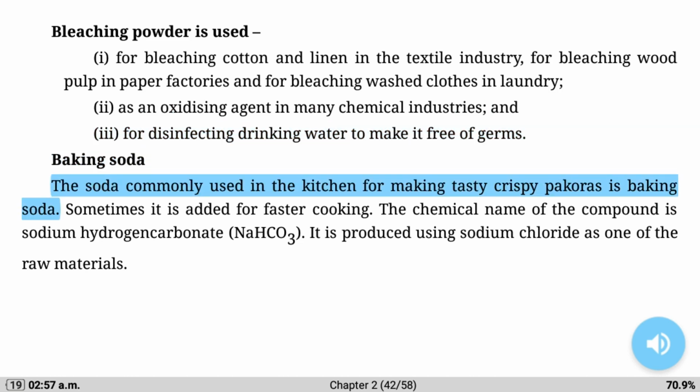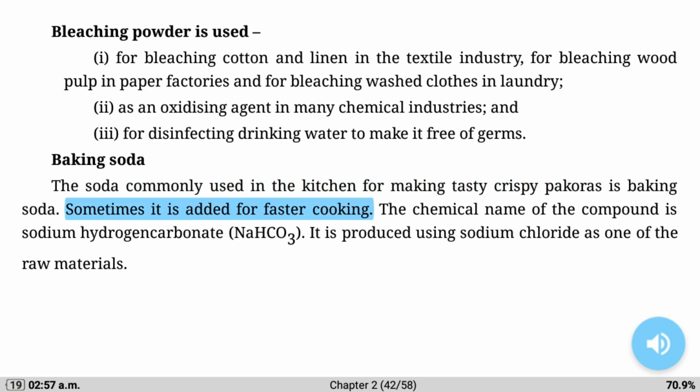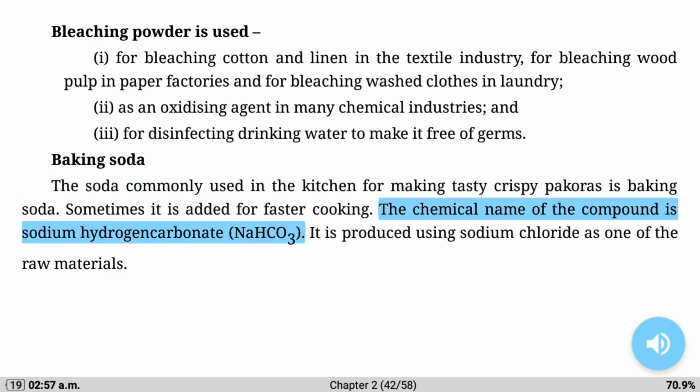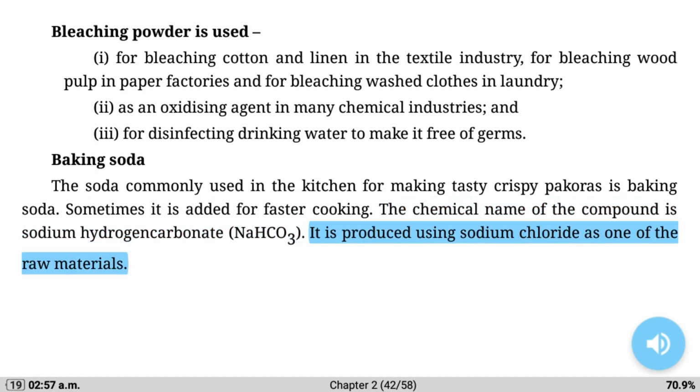Baking soda. The soda commonly used in the kitchen for making tasty crispy pakoras is baking soda. Sometimes it is added for faster cooking. The chemical name of the compound is sodium hydrogencarbonate, NaHCO3. It is produced using sodium chloride as one of the raw materials.